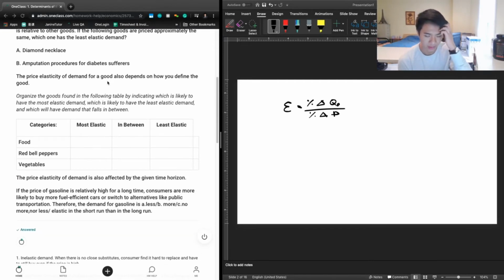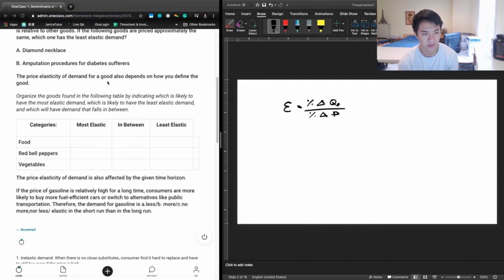So then let's talk about number 3, the price elasticity of a good. Price elasticity of demand for a good also depends on how you define the good. Organize the goods found in the following table by indicating which is likely to have the most elastic demand, which is likely to have the least elastic demand, and which will have demand that falls in between. We have 3 categories: food, red bell peppers, and vegetables. Most elastic, in between, least elastic.